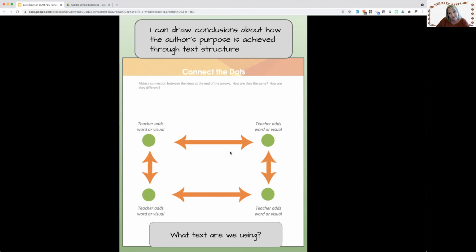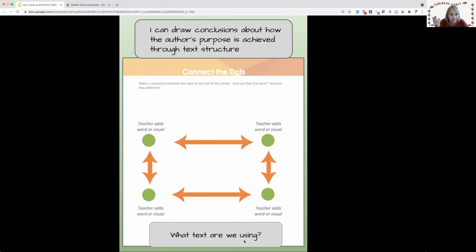Now, before I even write the success criteria though, I've looked at this activity and I also need to think about what text we're using. So before I write success criteria, I like to have in mind what text we're going to use. And then that way, when I pull the activity that I'm going to have them do, I'm looking through the text right then to make sure that it's going to lend itself to doing this kind of thinking.